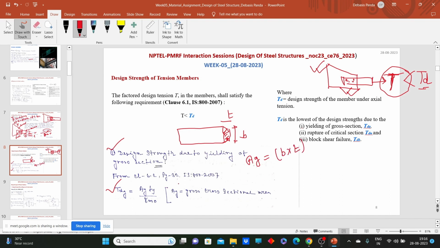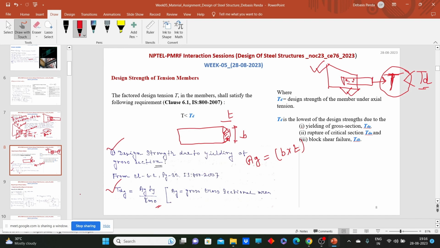Into Fy. Why Fy? Because we are considering yielding as the failure here, divided by gamma m0, the partial factor of safety due to yielding. The value of this gamma m0 is 1.1. So this way we can calculate the first design strength of the tension member, that is, due to yielding.